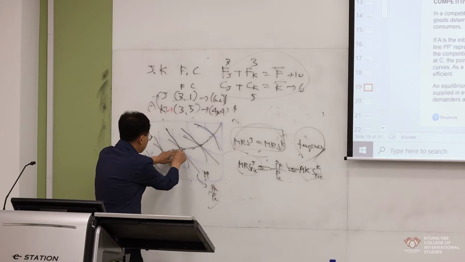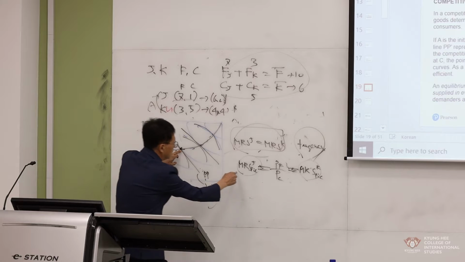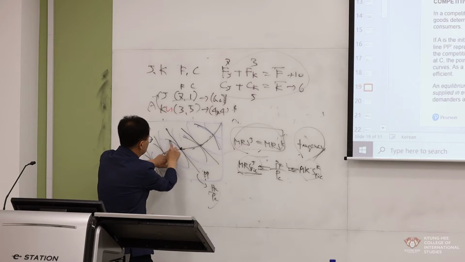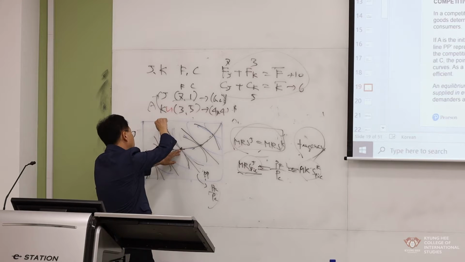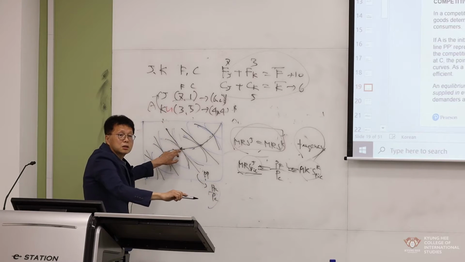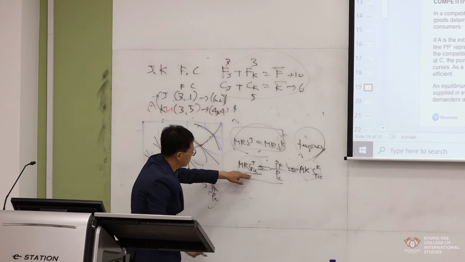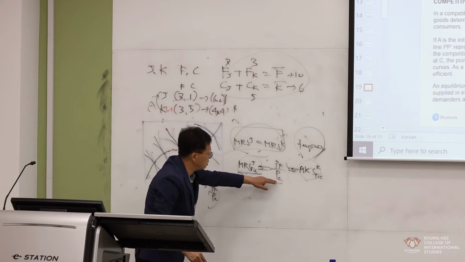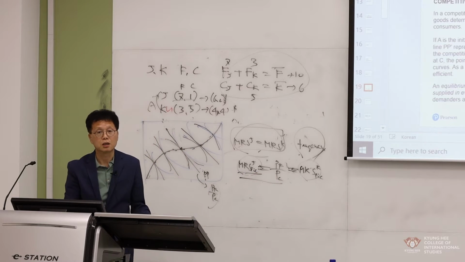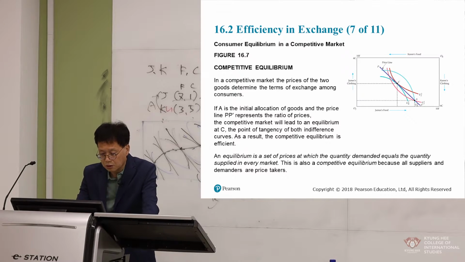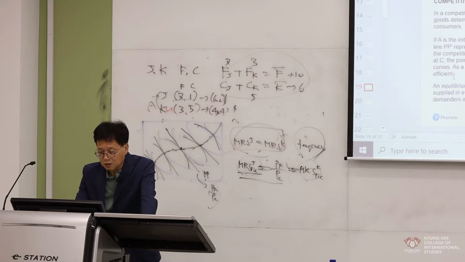So at this point, indifference curve of James, indifference curve of Karen, and price line are tangent with each other, tangent condition. Mathematically, MRS of James is equal to MRS of Karen is equal to PF over PC, right? That is competitive equilibrium in consumption. The point of tangency of both indifference curves, as a result, the competitive equilibrium is efficient, right?